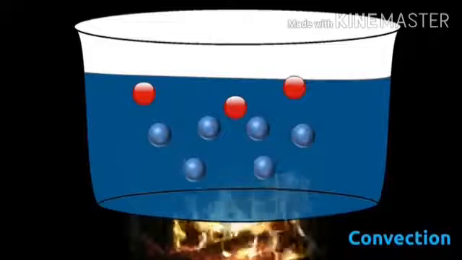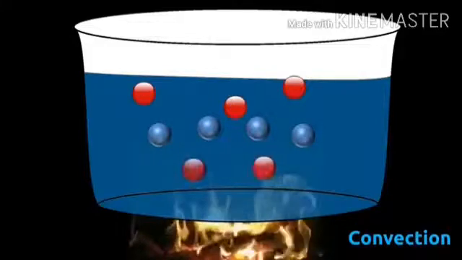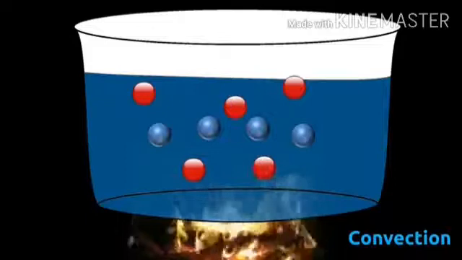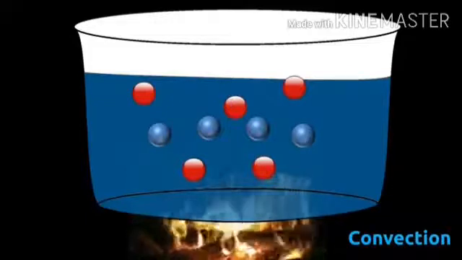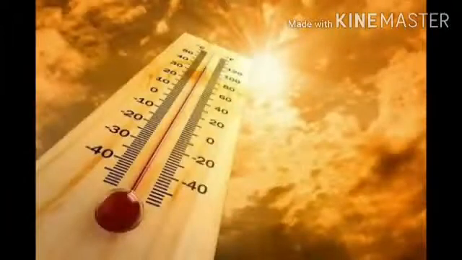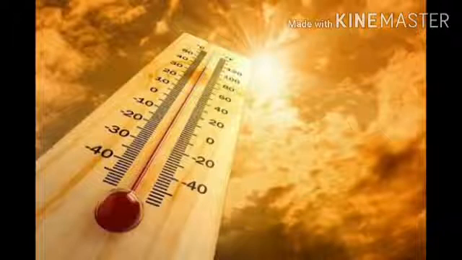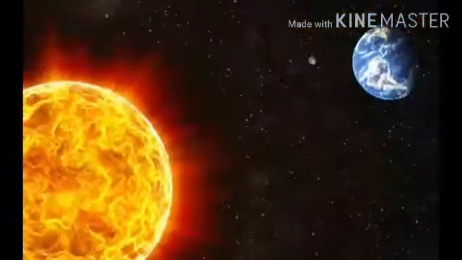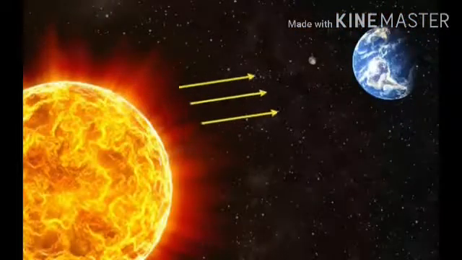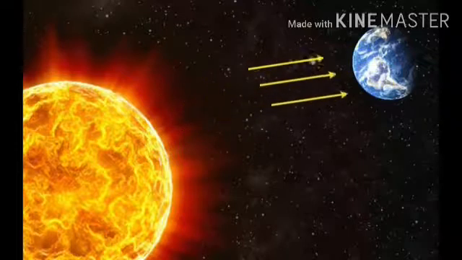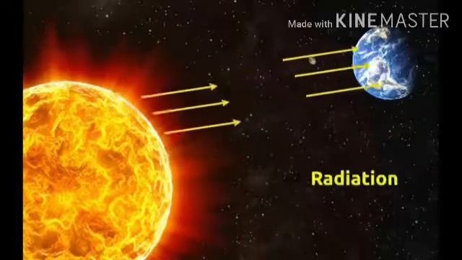Again, these particles acquire heat energy and move away. This process goes on and the whole water becomes hot. In conduction and convection, there is a medium in which heat gets transferred. But there is no medium between the sun and the earth, still we get heat from it. When heat transfer takes place without any medium, it is called radiation.